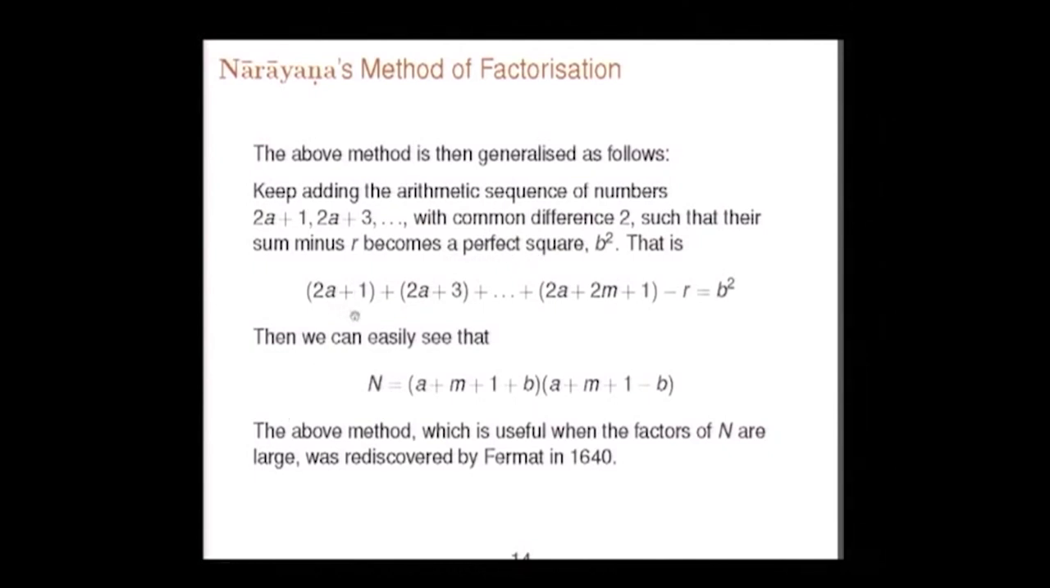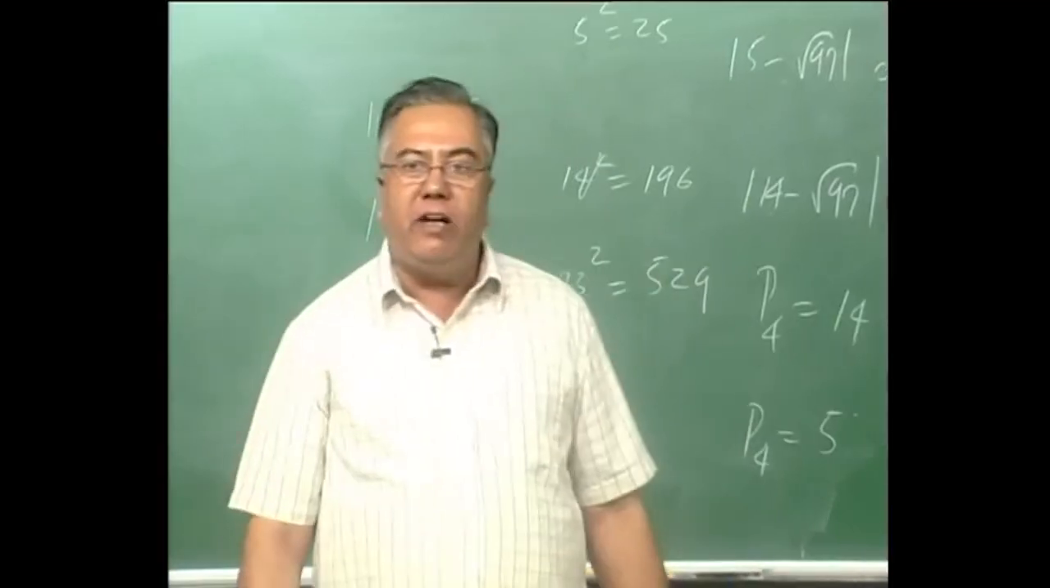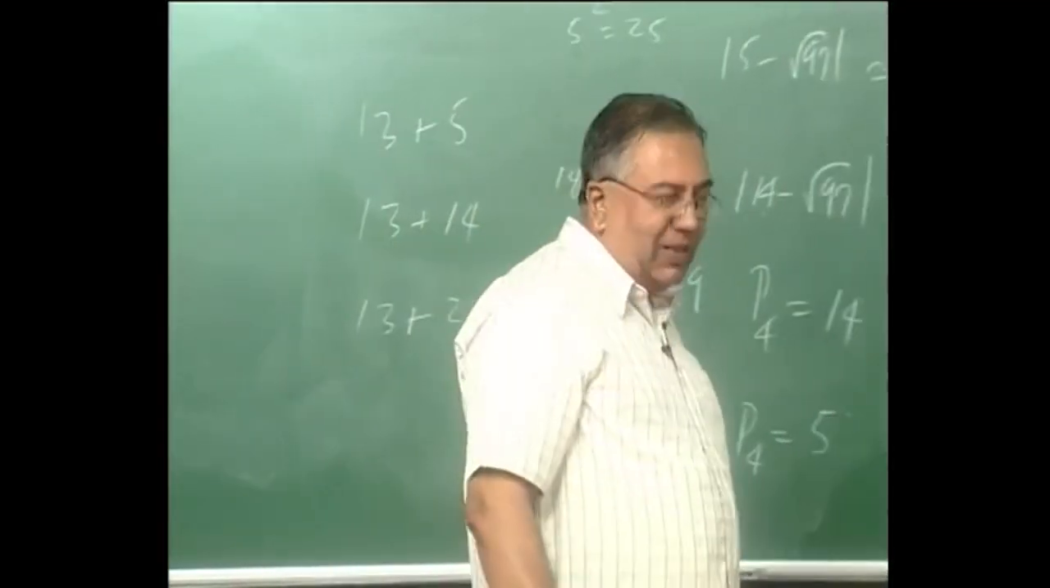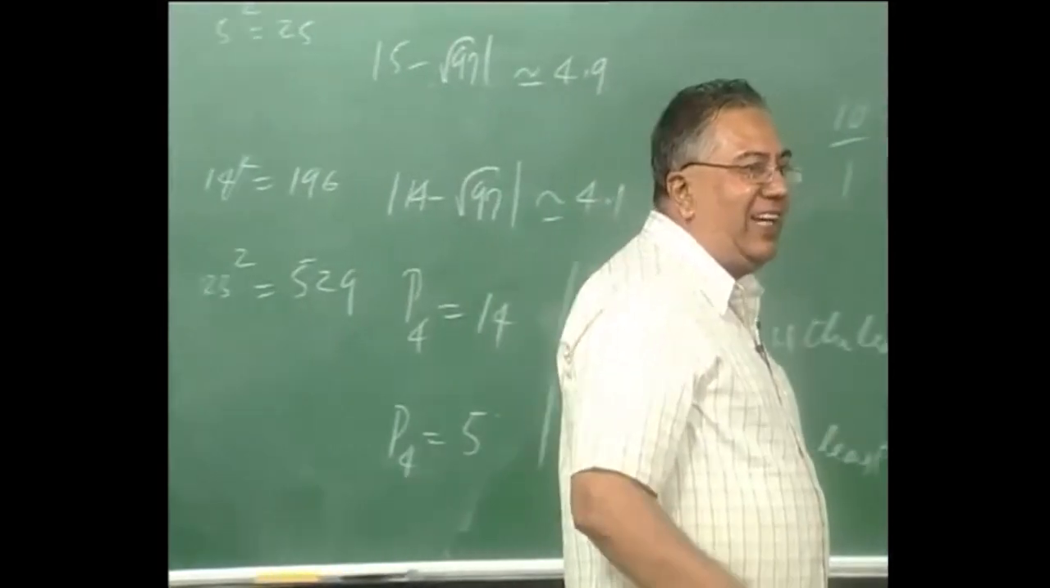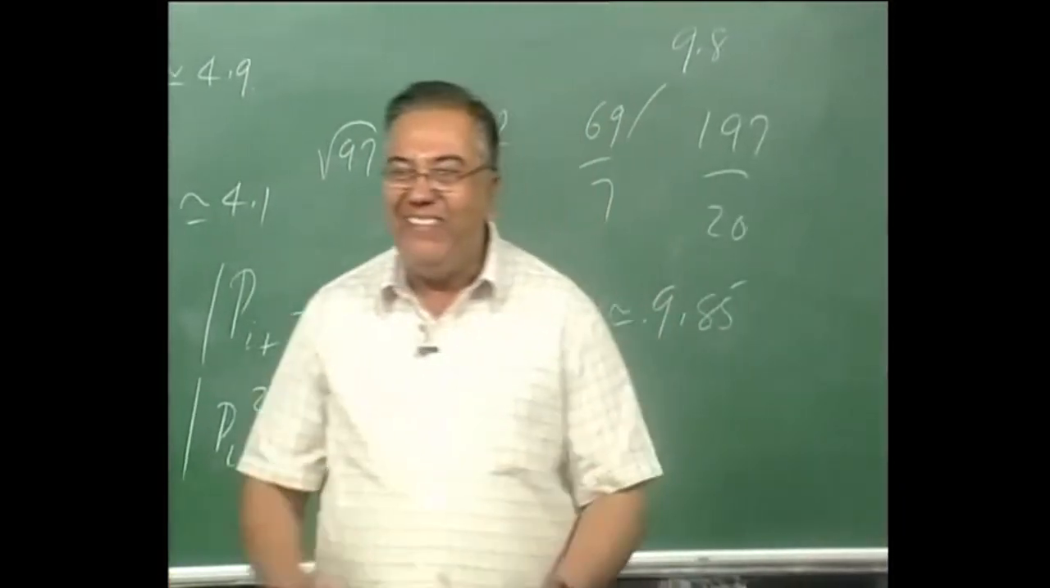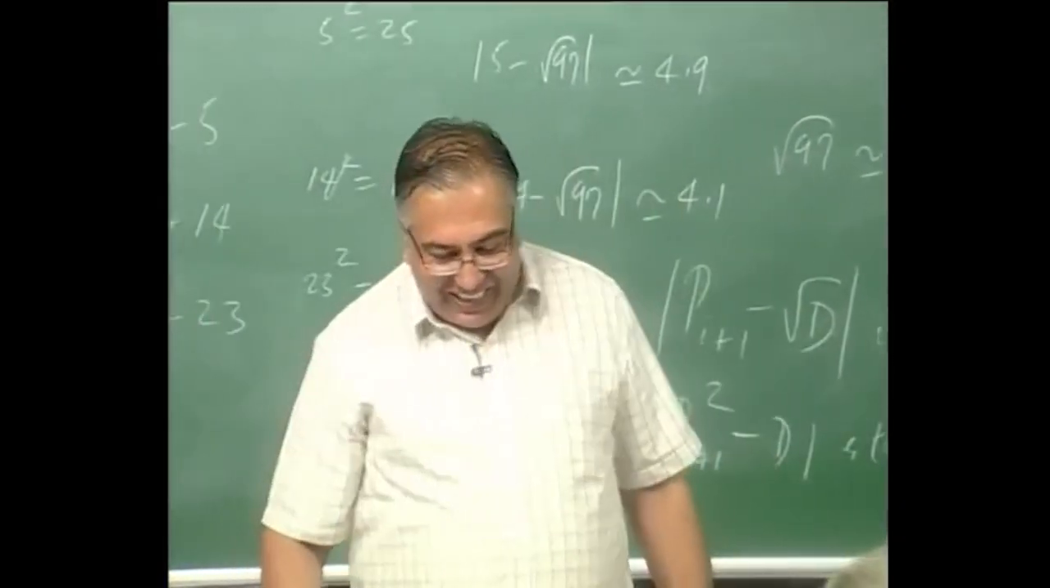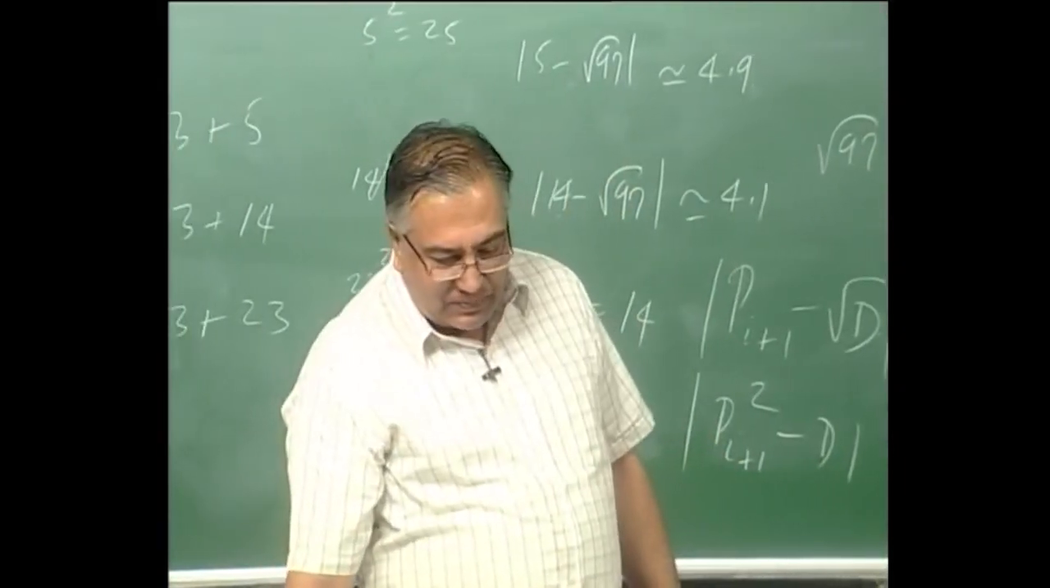So that is 2a plus 1 plus 2a plus 3 and so on up to 2a plus 2m plus 1. So you have gone m terms in this arithmetic sequence, minus r is equal to b squared. Then n will be (a plus m plus 1 plus b) times (a plus m plus 1 minus b). So this method actually was rediscovered by Fermat. I think Fermat seems to be re-anticipating or rediscovering many things that were earlier done in the Indian tradition.